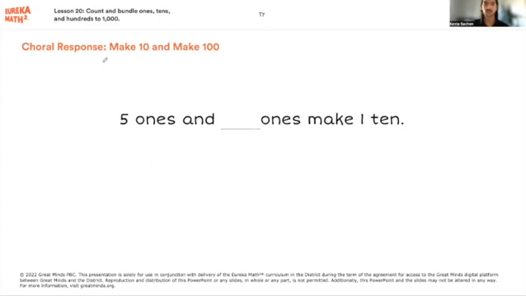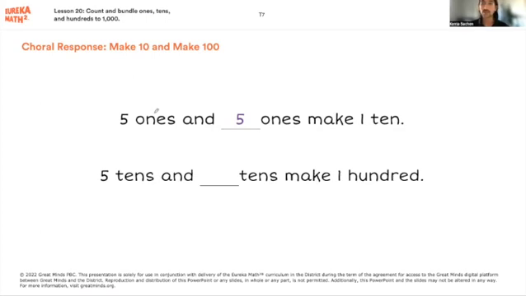What if I have 5 ones? 1, 2, 3, 4, 5. How many more ones do I need to make 10? How many more ones do I need? Isabella? Good, right? I need 5 more ones. How about if I have 5 tens? How many more tens do I need to make 100? Frida? Good job, right? 5 tens and 5 tens are 50 and 50 is equal to 100.